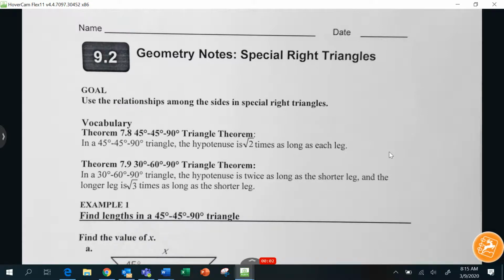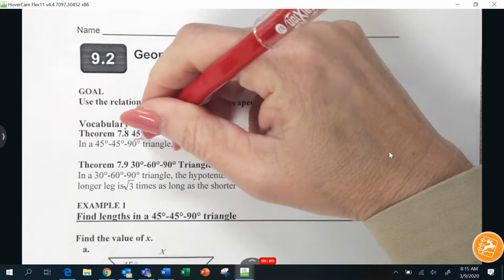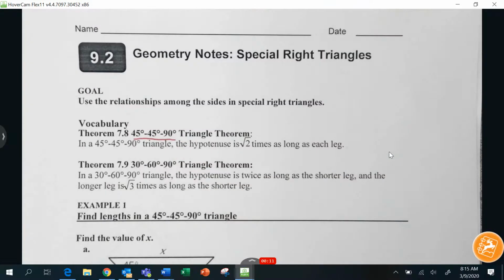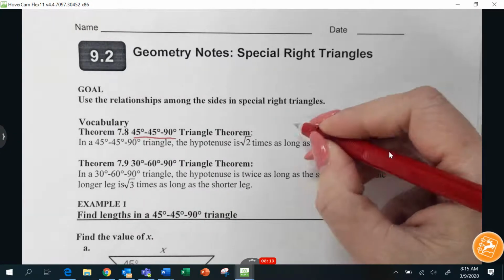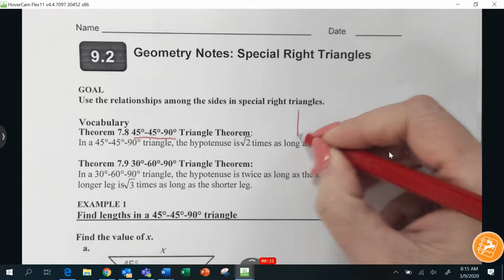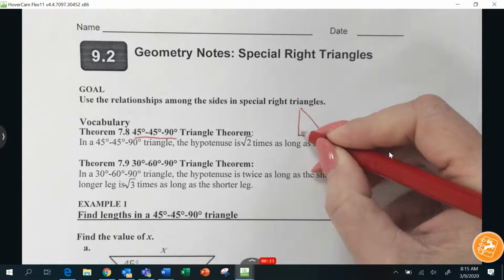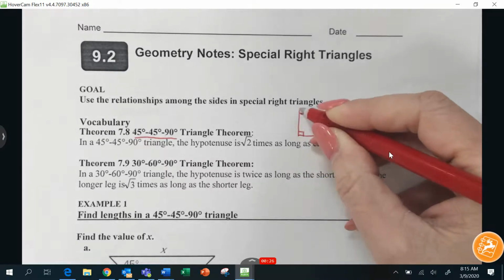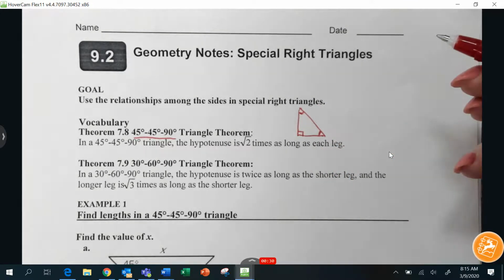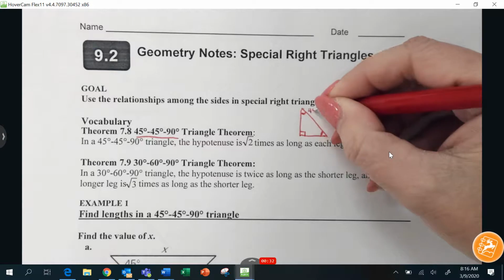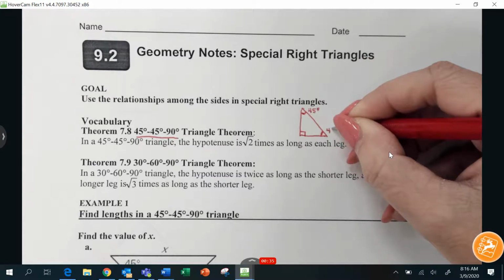Okay, special right triangles. We have two different kinds of special right triangles. One special right triangle is called the 45, 45, 90 triangle theorem. That is a 90-degree right triangle with the other two angles being what degree? Take a guess from the description. 45. So both of these angles are 45 degrees, and this is a right angle.